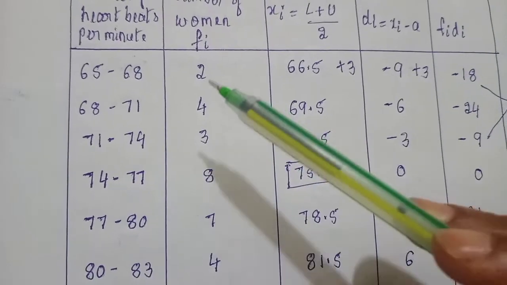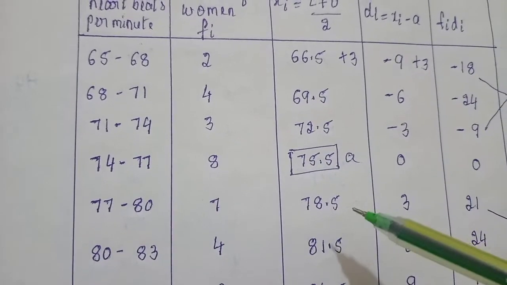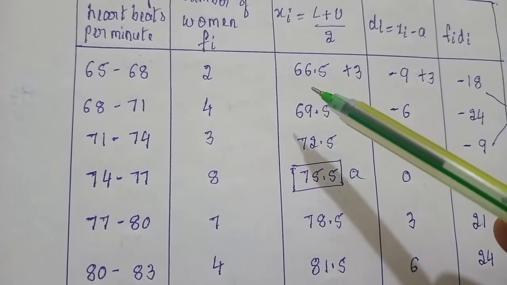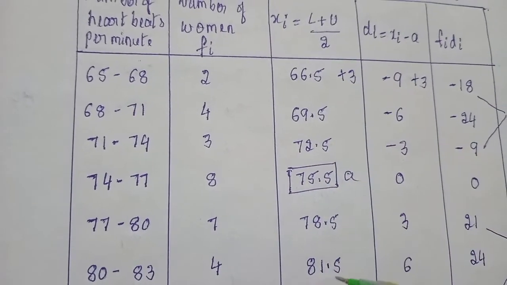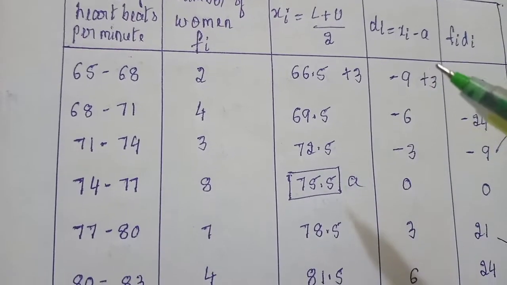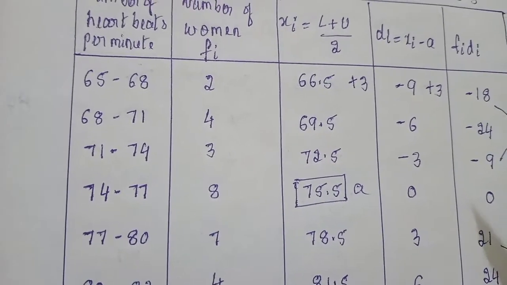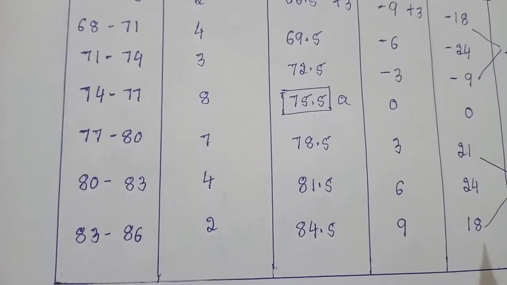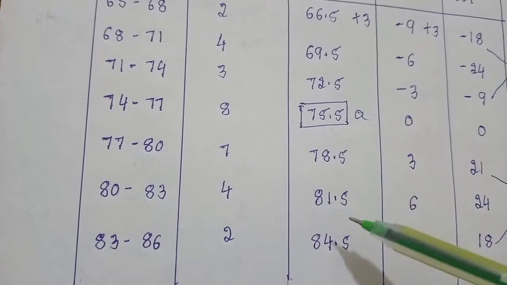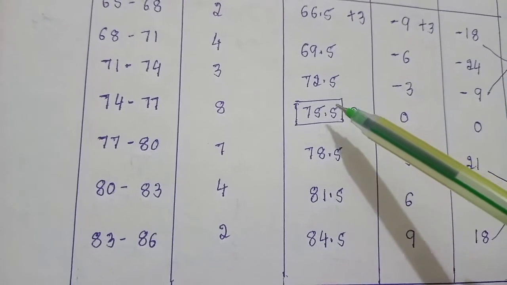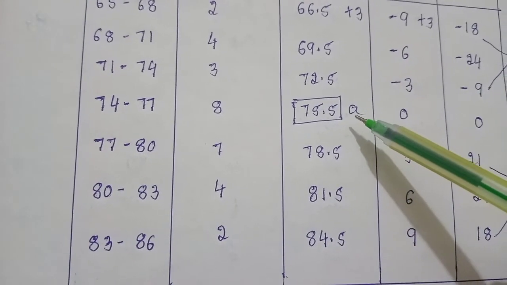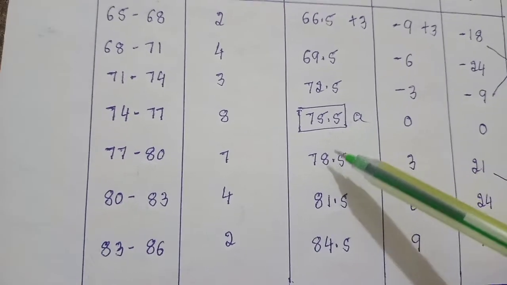Now you can observe Fi and Xi are too large here, and you also have decimal numbers, so it is difficult to multiply. To avoid this, we go for the assumed mean method. To go for the assumed mean method, first we have to select A. So what is A here? You can see how many observations you have: 1, 2, 3, 4, 5, 6, 7. So the middlemost observation is 75.5. So let me take A as 75.5.